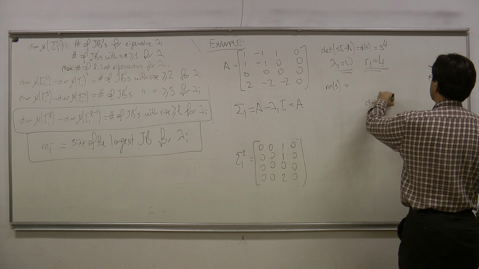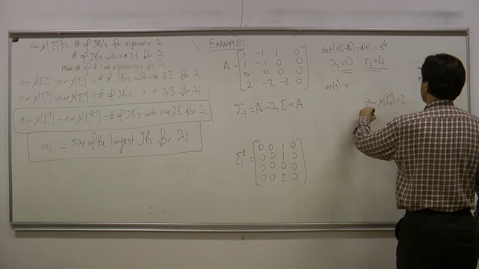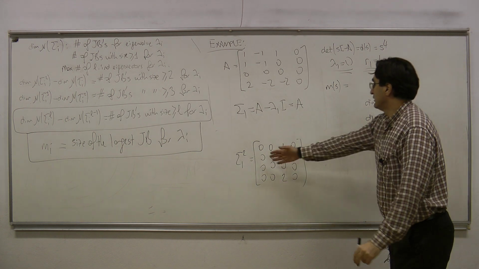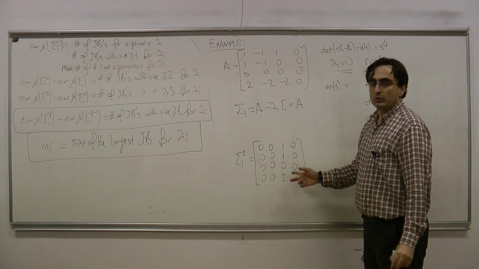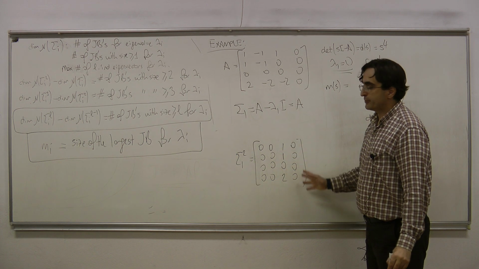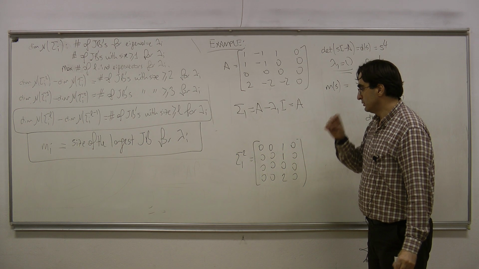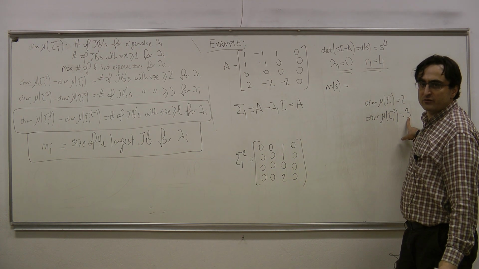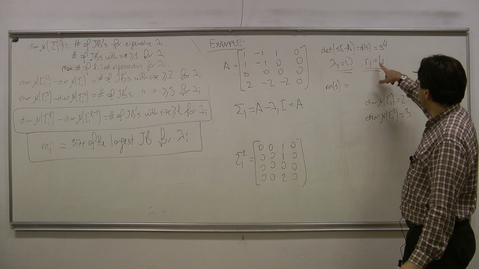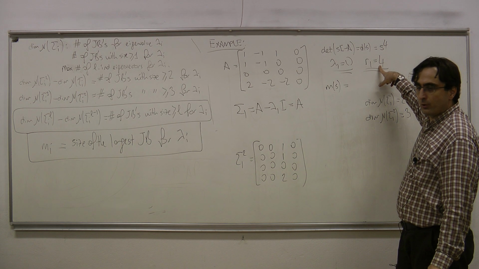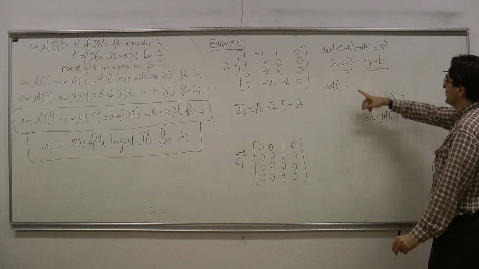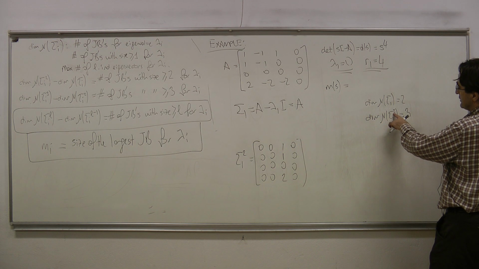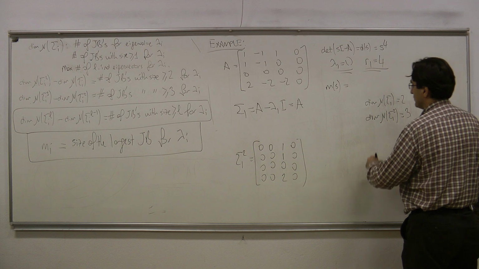Dimension of null space of sigma 1 is 2. Dimension of null space of sigma 1 square is... The rank of this matrix is 1, only one linearly independent column. Null space dimension is therefore 3. So, did we reach the largest dimension? Still not. The largest dimension should be 4. Still not. So the minimal polynomial is not S square, because this can't be the minimal polynomial power.